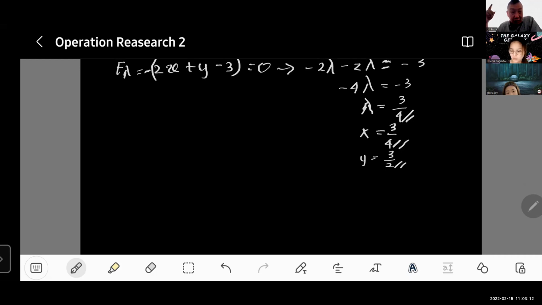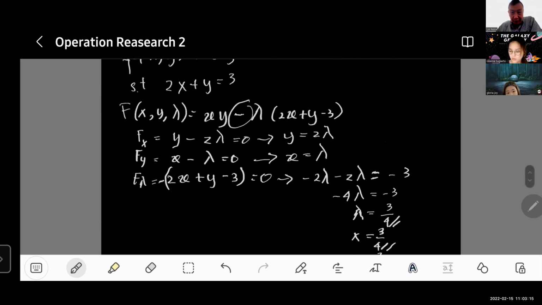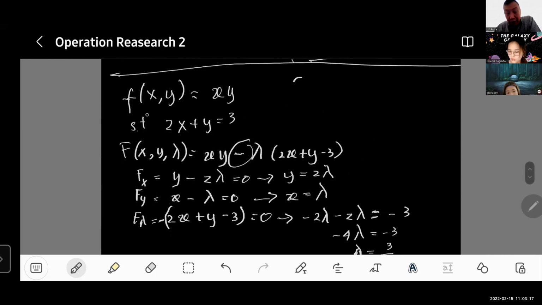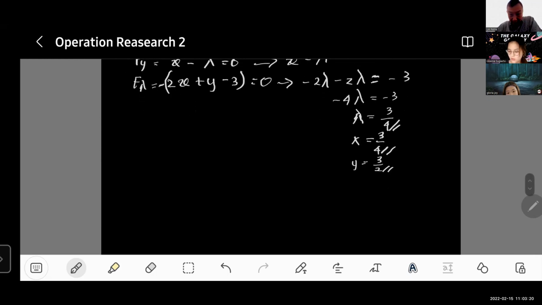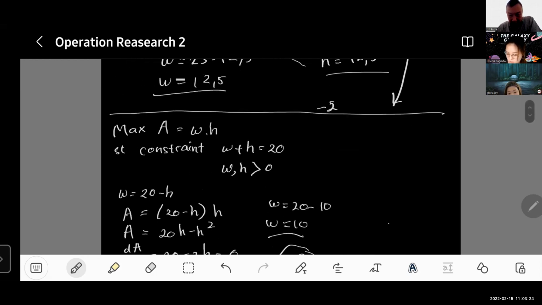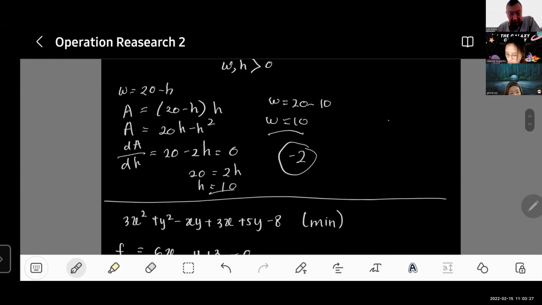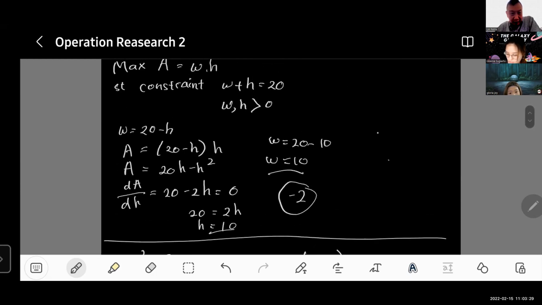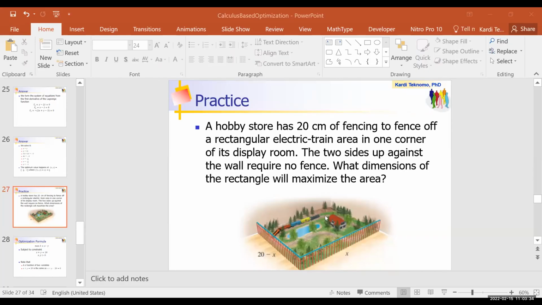Okay, now let's solve the earlier problem that you have, but this time you use Lagrange multiplier. Which one? The electric train. This one, right? Yes, this one. Exactly the same, but this time you use Lagrange multiplier. Okay, you can share.